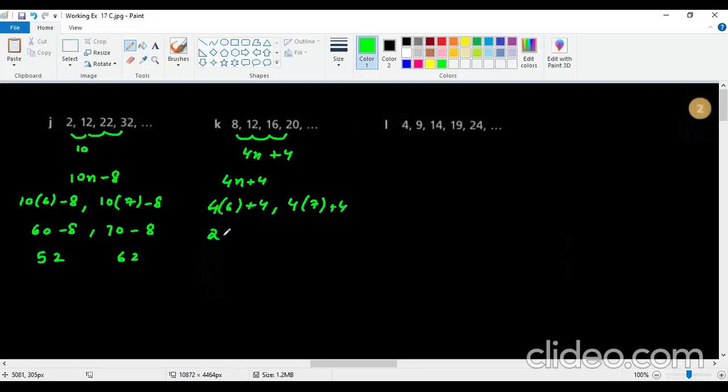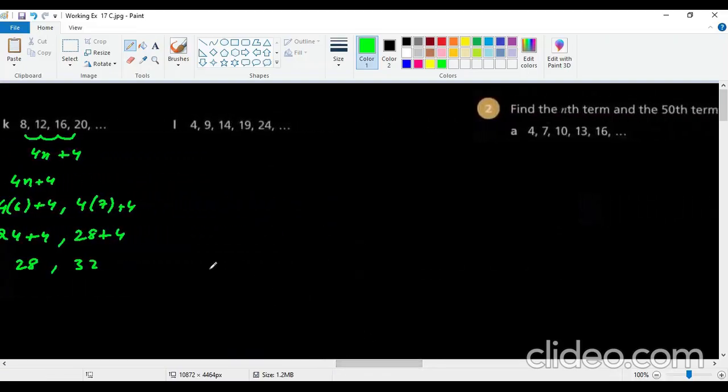So this is 24 plus 4, and 28 plus 4. So this is going to be 28, and this is going to be 32. So these are the two numbers for question number K. The first one is 6 times 4 is 24, 28, and 28 plus 4, 32.